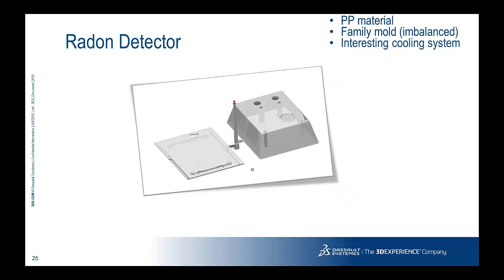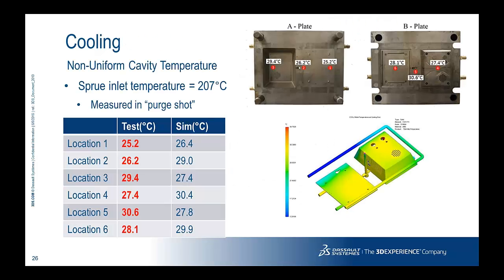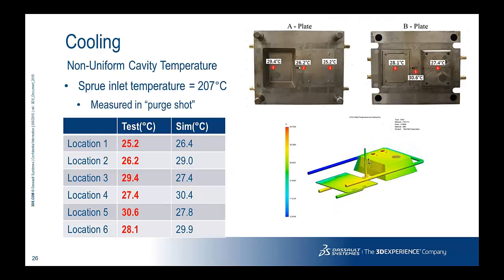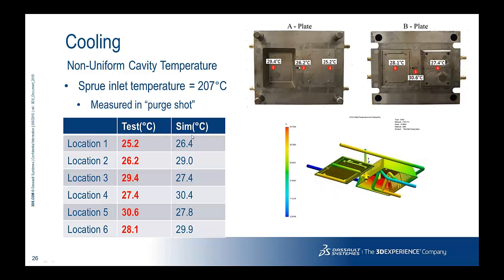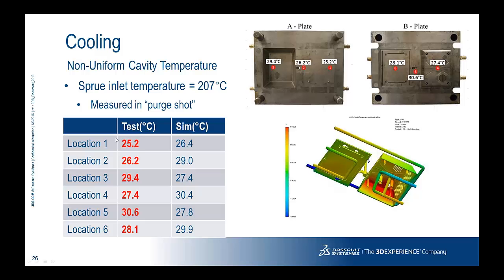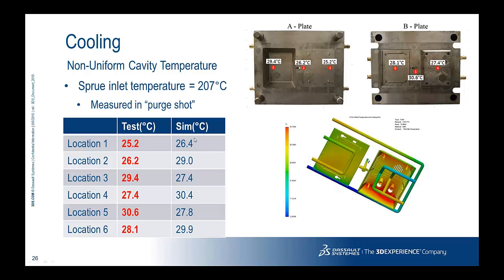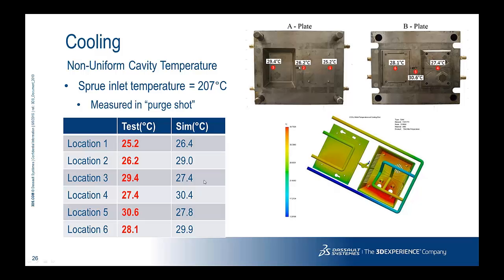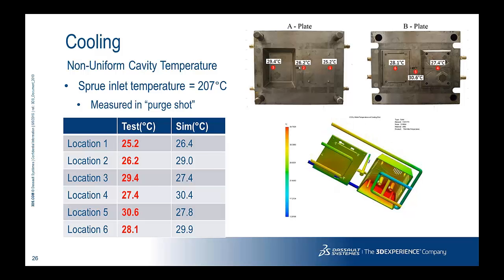Let's check it quickly. The material is polypropylene, it's a family mold, imbalanced, and there is a cooling system. From the cooling point of view, you can see the actual test sensors, measures, location, and the simulation. You can see that the final values are really near to the virtual simulation test.